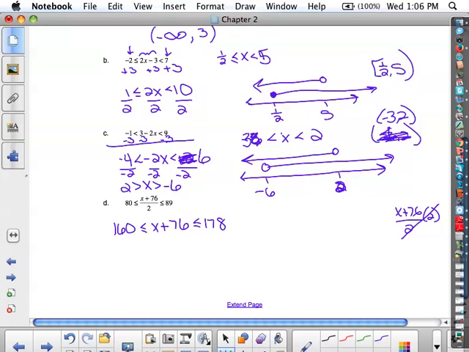Okay? Then I'll subtract 76 from each region. And in this case, I will get 84. It's less than or equal to x, which is less than or equal to 102. So my region will be the region from 84 to 102 inclusive, because I have those equal signs underneath the inequality.